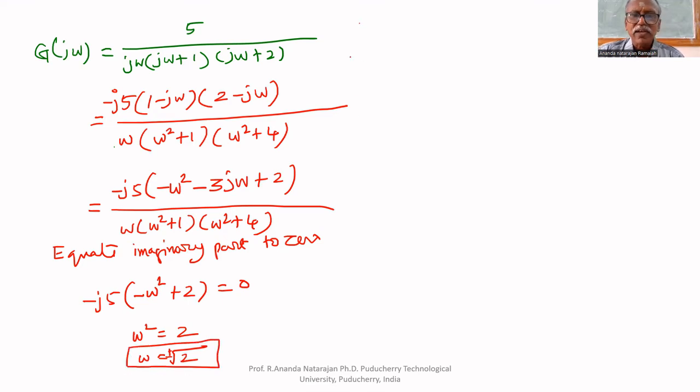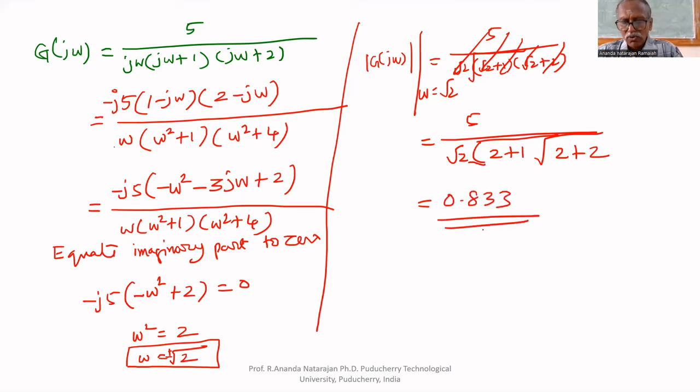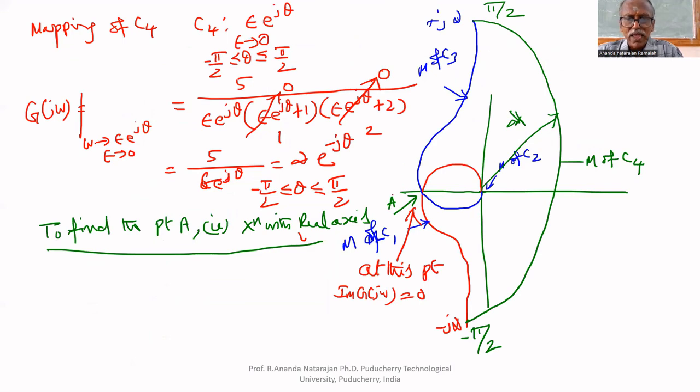For this we have to find the modulus of g of j omega. Modulus of g of j omega is 5 divided by omega, square root of omega square plus 1, square root of omega square plus 4, that is, with omega root 2, 5 divided by root 2 times square root of 2 plus 1 times square root of 2 plus 4, which equals 0.833. Therefore the point of intersection A equals minus 0.833.